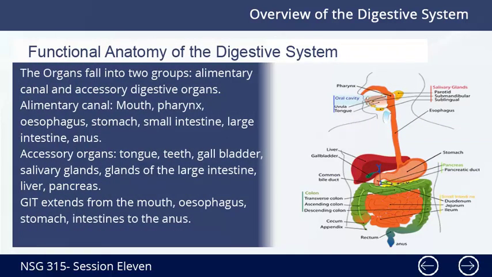Functional anatomy of the digestive system. The organs fall into 2 groups: alimentary canal and accessory digestive organs. Alimentary canal involves the mouth, the pharynx, the esophagus, the stomach, small intestine, large intestine, and anus, while the accessory organs are tongue, teeth, gallbladder, salivary gland, gland of the large intestine, liver, and pancreas. GIT extends from the mouth, esophagus, stomach, intestine to the anus. Below is the anatomy of the GIT.